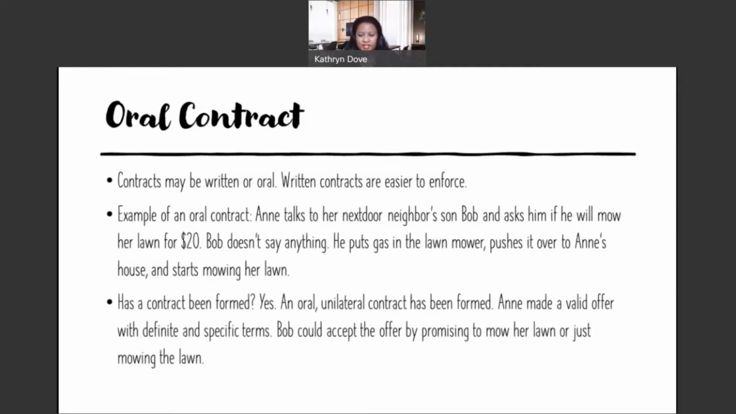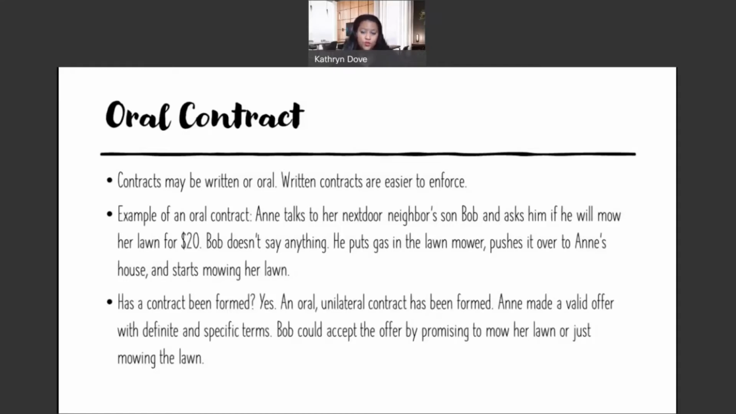We'll be looking at various classifications for contracts. Contracts may be written or oral. Contracts do not have to be in writing. If I promise to sell you my textbook for $100 and you say, I accept, I will bring $100 tomorrow, that is an oral contract. It's completely enforceable.